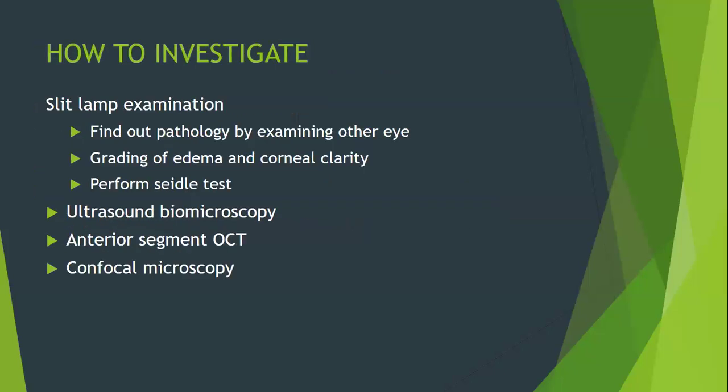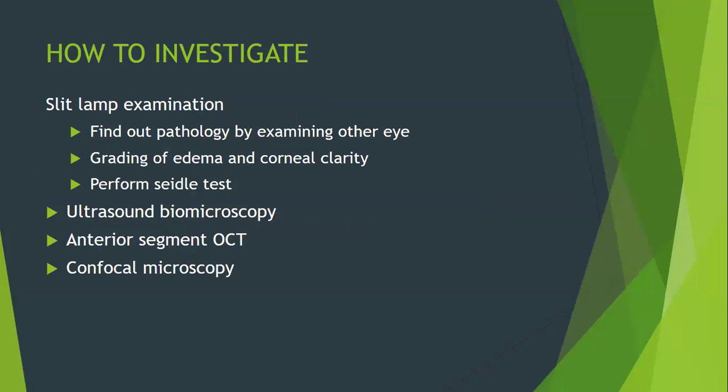You will go systematically. You take history, you try to find out the cause. Now, the main thing is obviously slit lamp examination of the affected eye and of the other eye. Now, what do we want to find in the slit lamp examination? Number one, we want to find out the pathology. Number two, we want to grade edema and corneal clarity. And we can perform Seidel's test. All these things are important because your treatment will change.